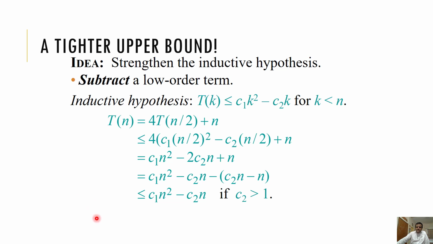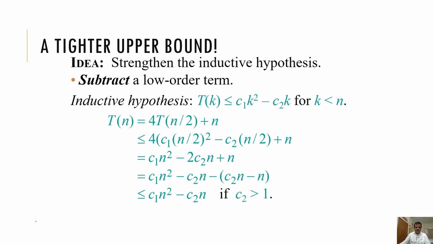So, this we want to write as C1 n square minus C2 n minus some term, and this term has to be positive, and this is C2 n minus n, and n is greater than 1. So, this will be positive if we choose C2 to be greater than 1, and that we can always do, because C1 and C2 are positive constants we can play with. So, this way, if we strengthen the induction hypothesis, then we achieve that the solution is big O of n square.